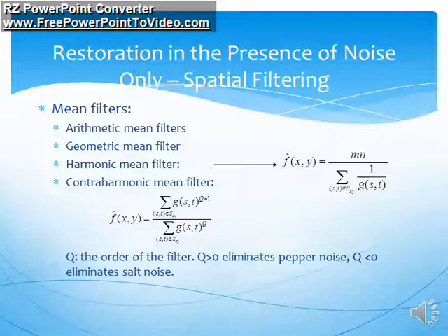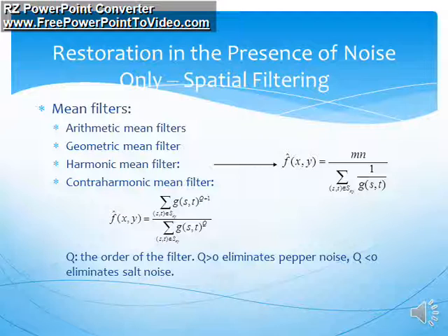The important thing is the mean filters. There are different types of mean filters. The first one is the arithmetic mean filter, which is very important, then the geometric mean filter, then the harmonic mean filter, and the last one is the contraharmonic mean filter. The contraharmonic mean filter and harmonic mean filter equations have been given, which you have to follow very carefully. And here Q is the order of the filter.